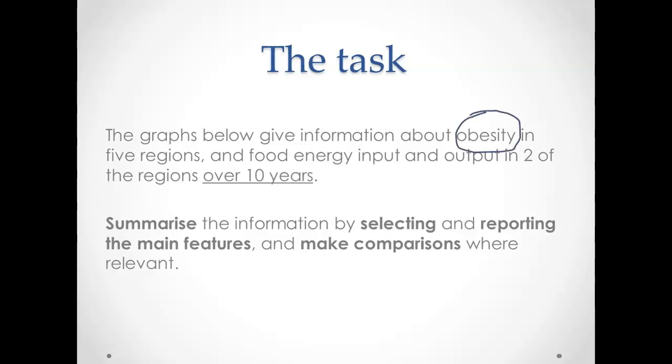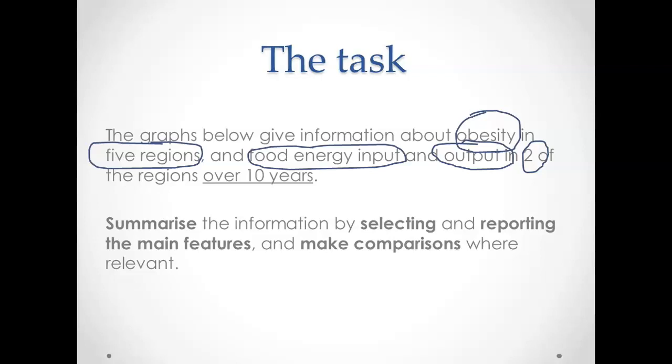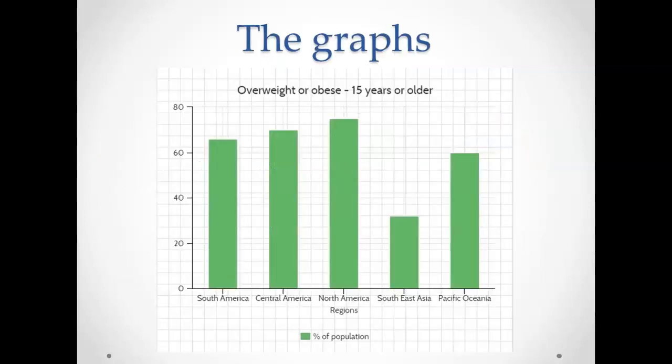So, to help you focus, let's look at the keywords. The first one is obesity. This means people who are overweight. They have too much fat on their bodies. There are 5 regions represented. And the second graph is about food energy into and out of the body. Where? In 2 of the 5 regions. Looking at these keywords will help you focus on the main ideas.